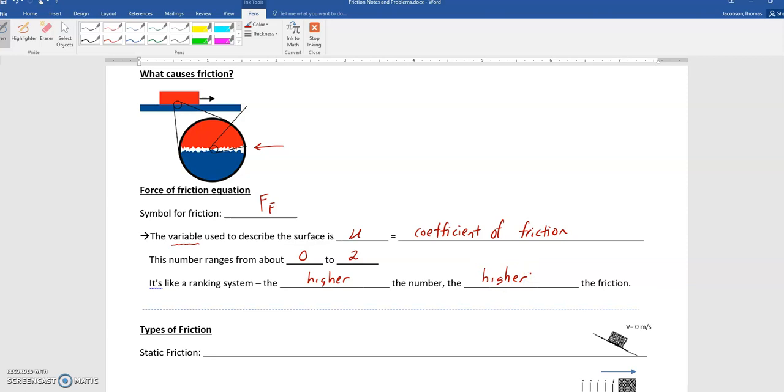So, if you have a hockey puck on ice, those are really smooth surfaces, the ice and the hockey puck, and you might have a coefficient of friction of 0.1 or maybe even a little bit less. But if you're pushing some rough surface on sandpaper, you might have a coefficient of friction of maybe like 1.4, 1.5, 1.6.